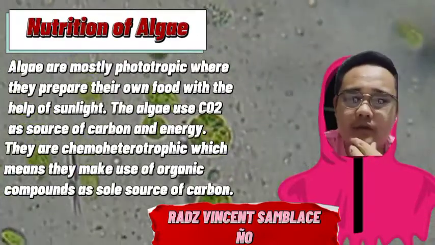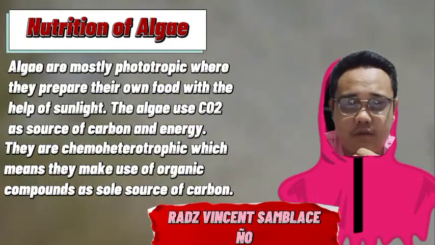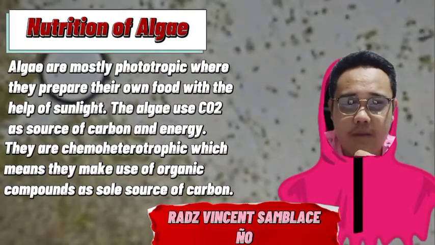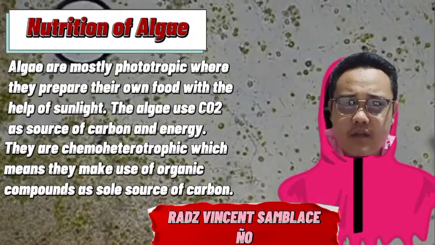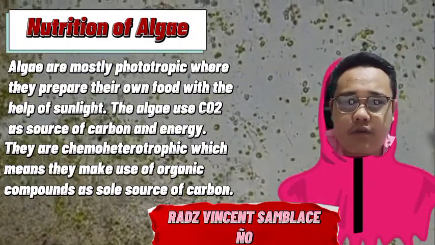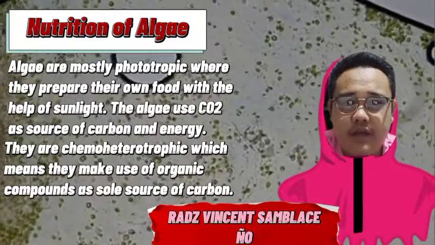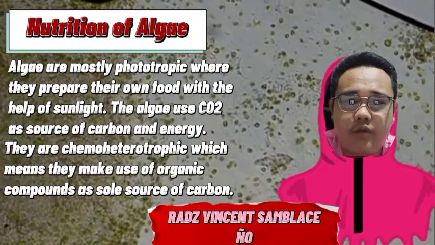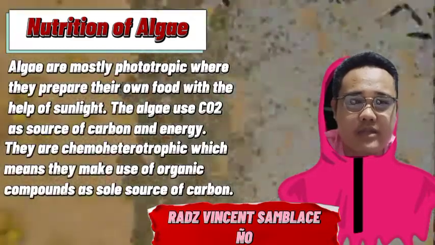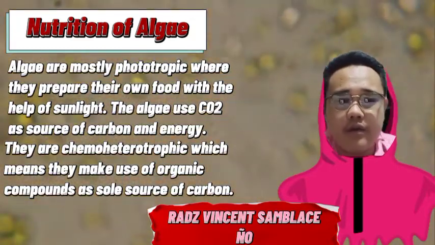If we talk about the nutrition of algae, algae are mostly phototrophic, where they prepare their own food with the help of sunlight. The algae use CO2 as a source of carbon and energy. They can also be chemoheterotrophic, which means they make use of organic compounds as a sole source of carbon.